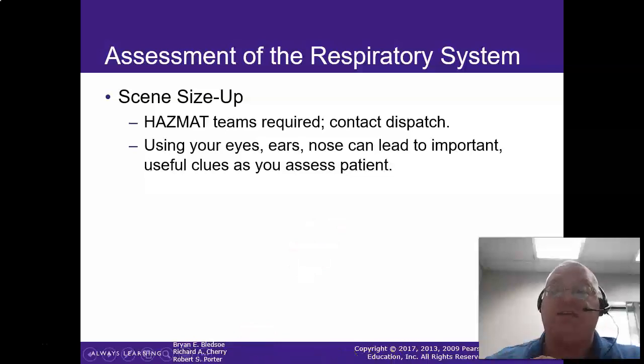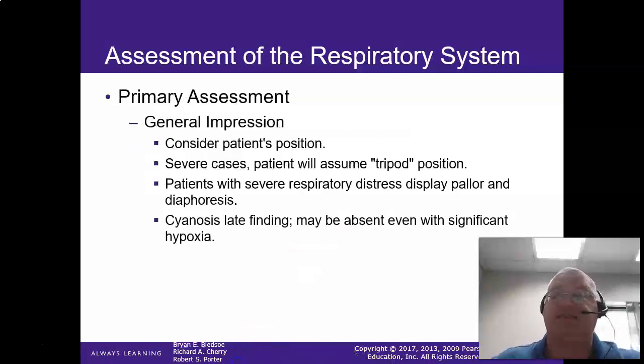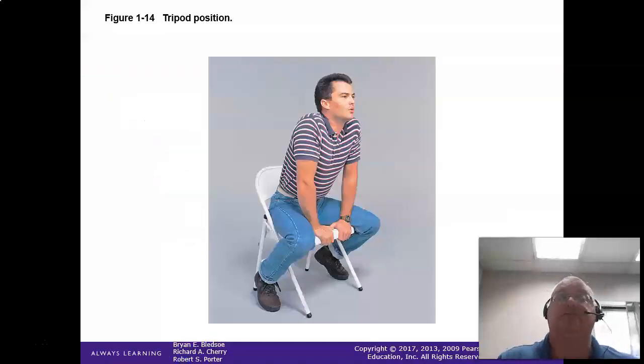Using your eyes, ears, and nose can lead to important clues in assessing your patient. More importantly, to assess for hazards that are in the area. When you walk in, you want to see it. You might actually walk in on them in a bad position, tripoding positions. In severe cases, again, patients with severe respiratory distress might be pale, cool, diaphoretic. And cyanosis, by the way, gang, I've always said, pink is good. Anything but pink is bad. Cyanosis, turning purple or sheer blue, is really bad, and it doesn't need to wait till the truck to start fixing it, okay? We need to start fixing that now.